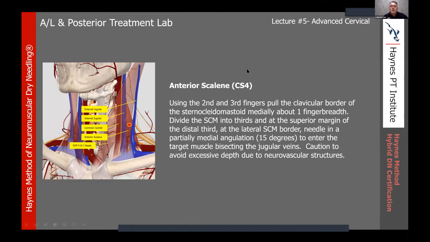So here we're going to use the second and the third fingers to pull the clavicular border of the SCM medially about 1 finger breadth. So we're just going to pull that medially. We're going to divide the SCM then into thirds, and at the superior margin of the distal third, so right about here, at the lateral SCM border, we're going to needle in a partially medial angulation about 15 degrees to enter the target muscle, bisecting the jugular veins. Again, a caution here to avoid excessive depth due to the neurovascular structures.